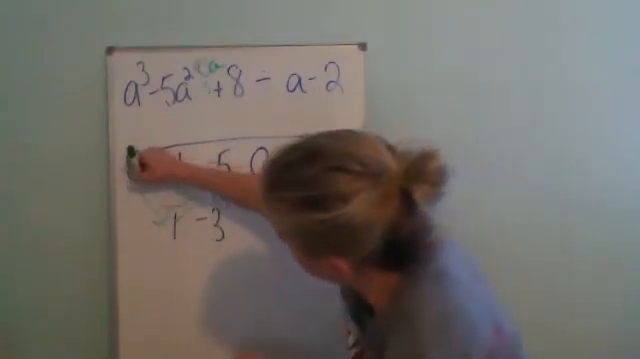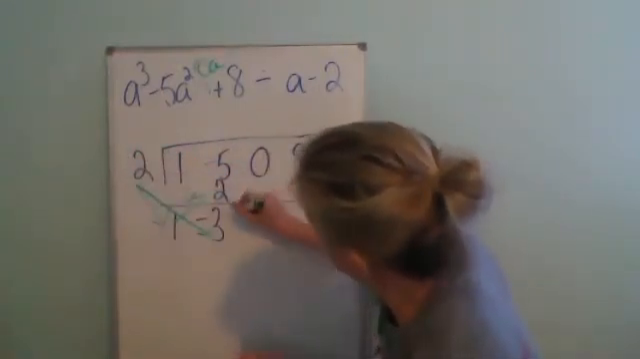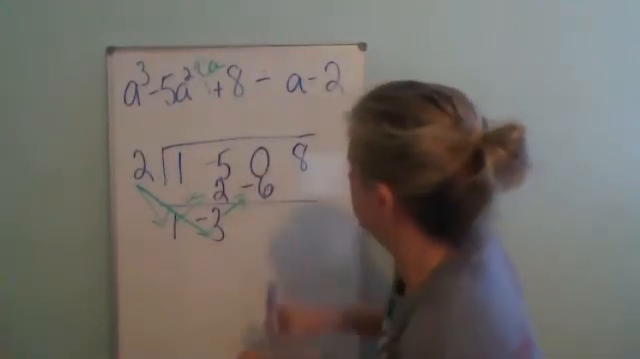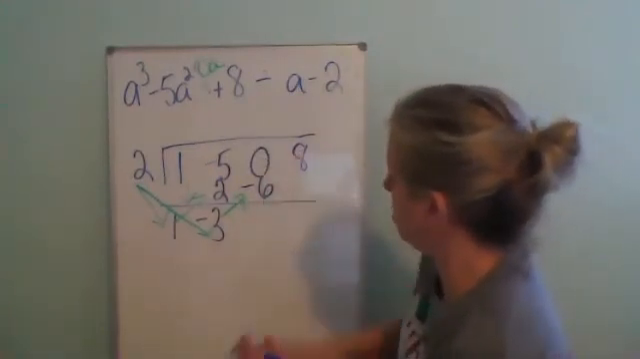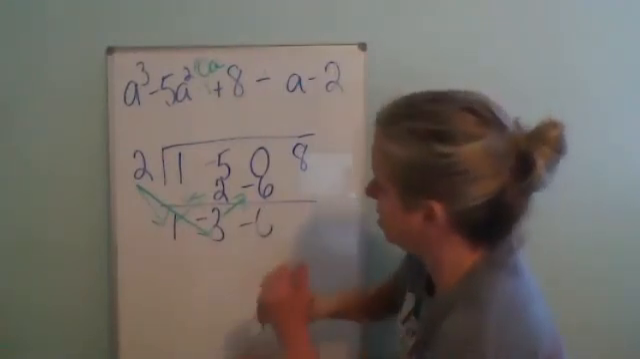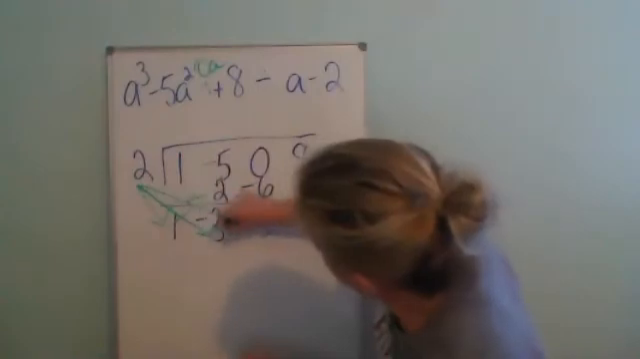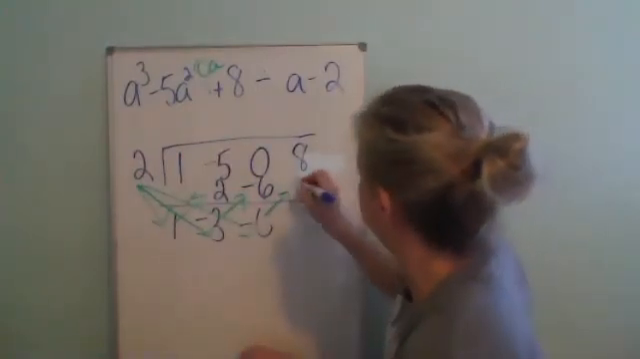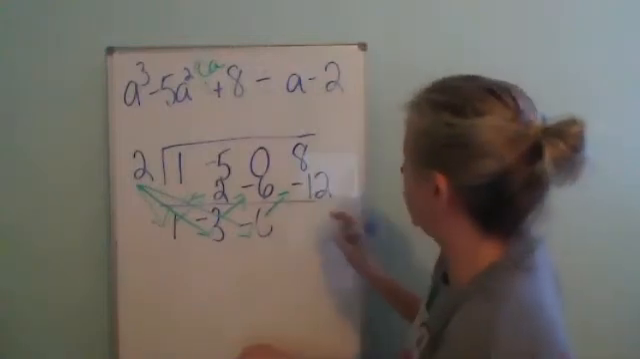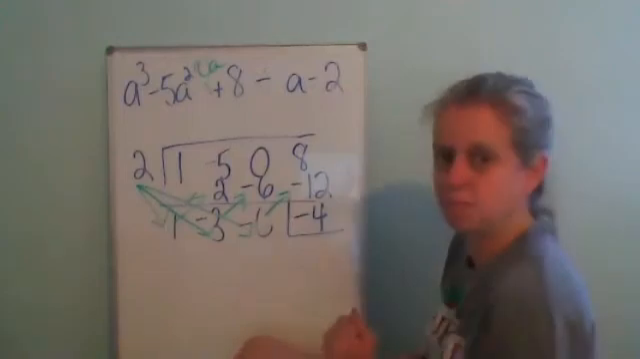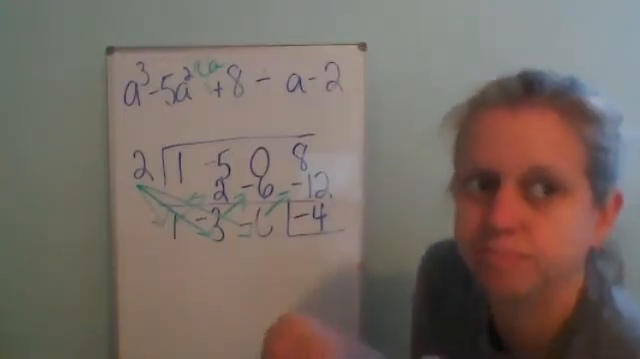Then start over. 2 times -3 gives me -6. Add that straight down. 0 and -6 gives me -6. And then 2 times -6 gives me -12. When I add that straight down, 8 and -12 gives me -4. And since that's my last number, that's my remainder.